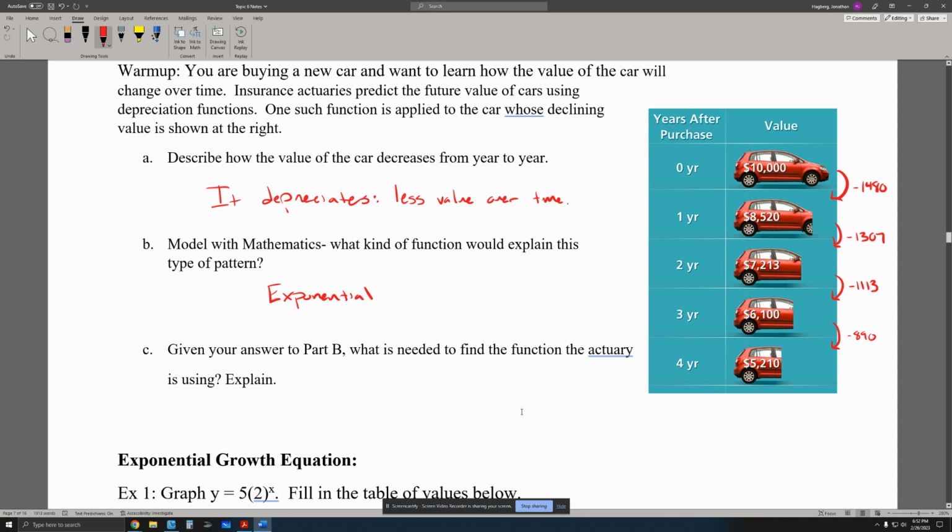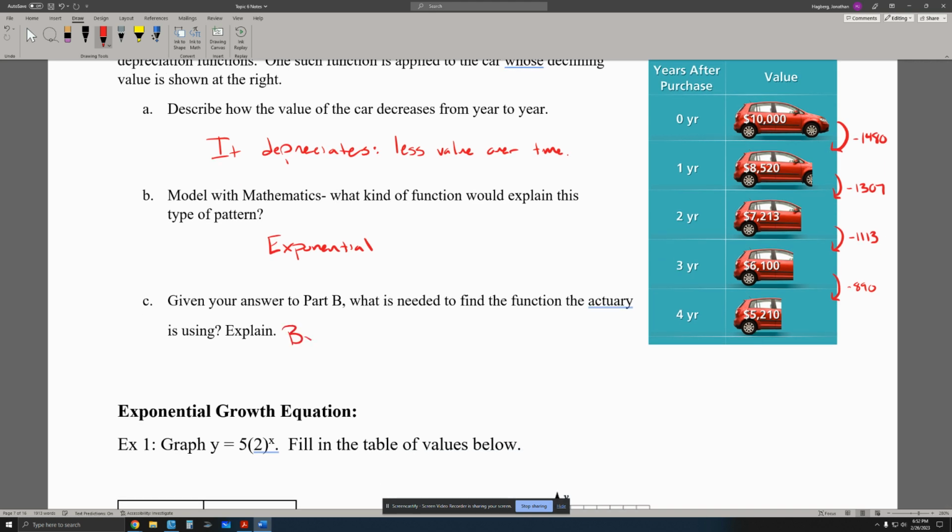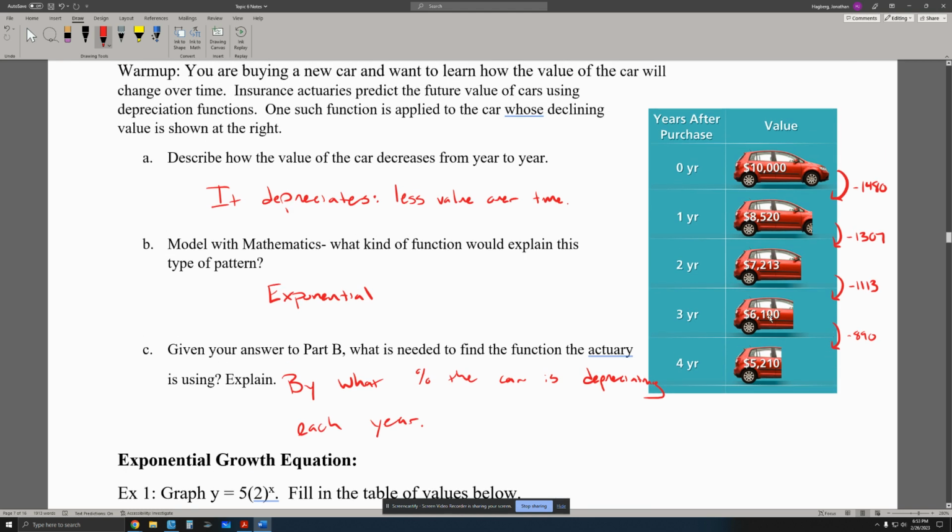Okay. In part C, given your answer to part B, what's needed to find the function the actuary is using? Well, in order to find the function that models this behavior, we need to know what percent the car is depreciating each year. If we're able to find this percent, how much is decreasing per year, we can come up with an equation, a rule. We could graph it, write a table of values. We can find the value of the car for any given year, given that mathematical model.